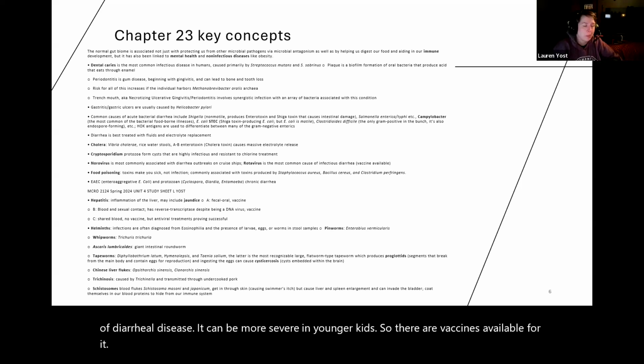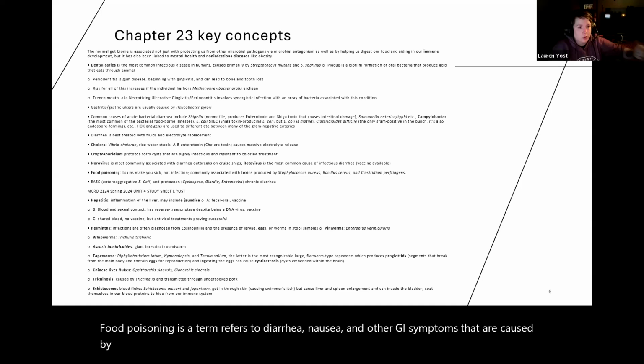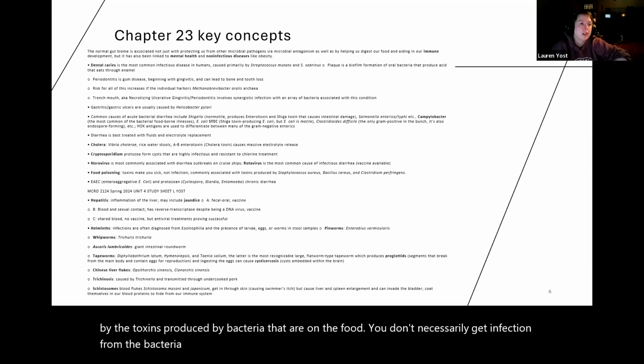Food poisoning is a term referred to diarrhea and nausea and other GI symptoms that are caused by the toxins produced by bacteria that are on the food. You don't necessarily get infection from the bacteria that cause food poisoning.